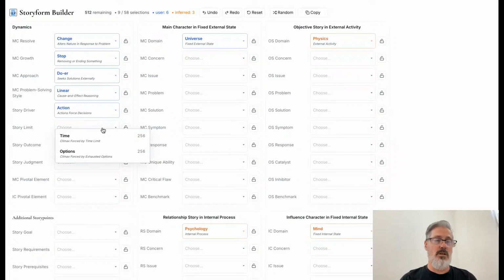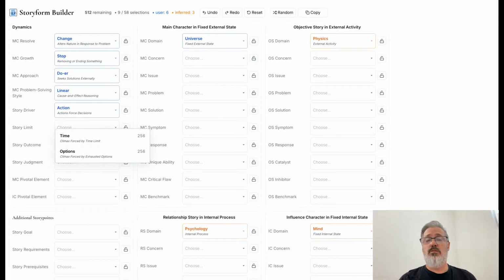So the next one is the story limit, which not necessarily encapsulates the narrative, but instead talks about the landscape of the narrative and whether or not you have this sense that there is a deadline or some sort of set amount of time by which things will need to be resolved, or there's a set of options and it's just the ticking of those away.